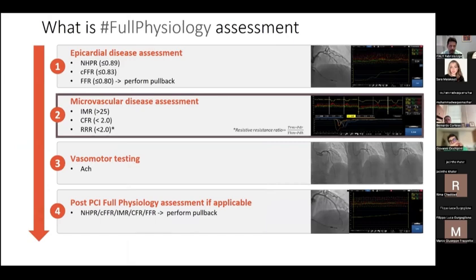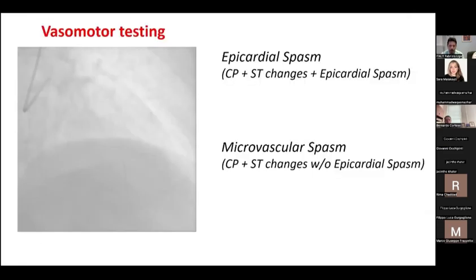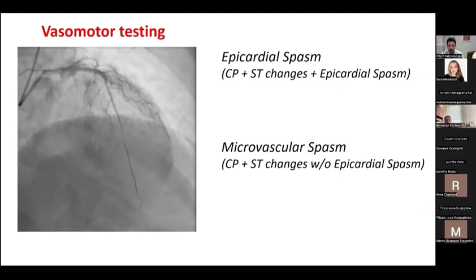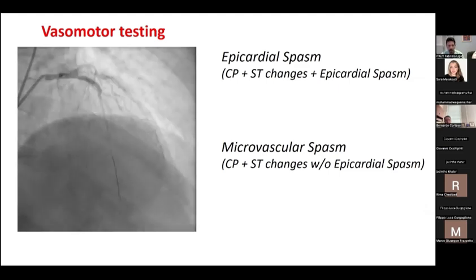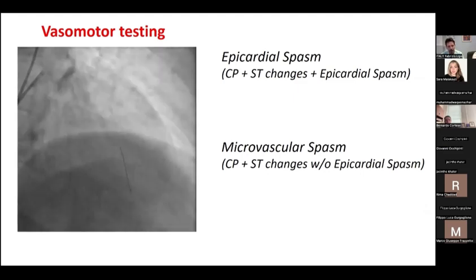By the way, we can also test the microvascular system today. We have two parameters, the CFR and a new one, the IMR, to test whether you have microvascular dysfunction. We also have the last possibility, to test the vasomotricity of the coronary tree, not only epicardial but also microvascular spasm.